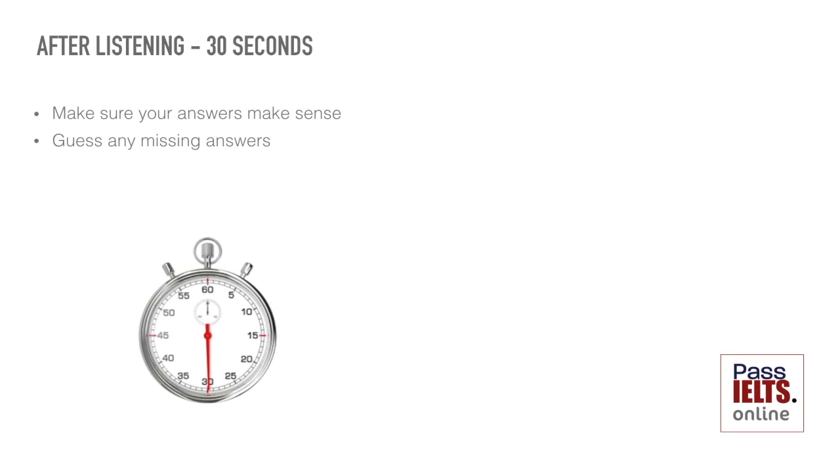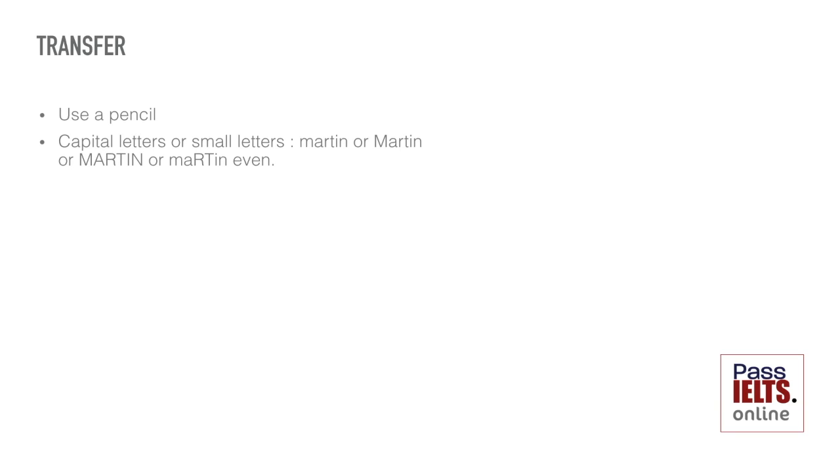Your time is up now. After the listening test, you have to transfer your answers to a listening answer sheet. You should use a pencil to transfer your answers. Your answers can be in capital letters or small letters, so you can write the word Martin in any of these ways. Check your spelling. If it is spelt wrong, it will count as a mistake.